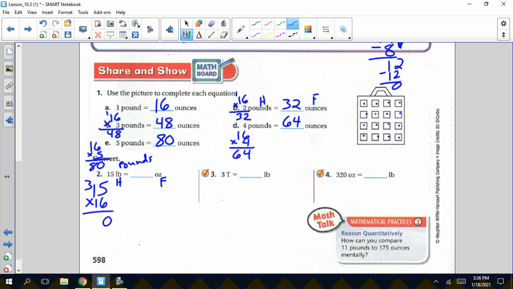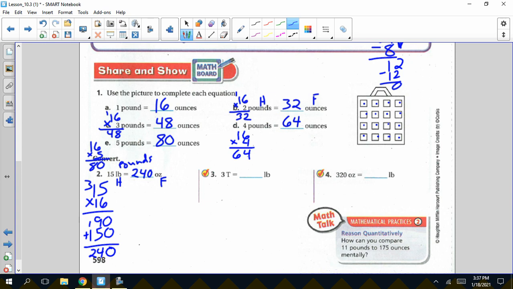6 times 5 is 30. 6 times 1 is 6, plus 3 is 9. Drop a 0. 1 times 5, and 1 times 1. We add those up, and we get 240 ounces in 15 pounds.